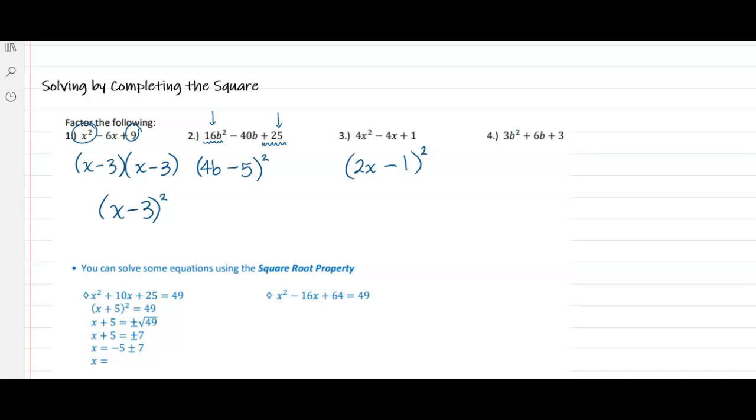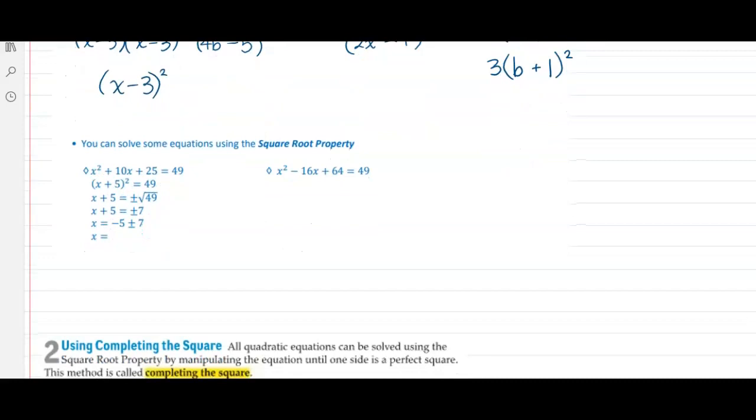How about this last one? Well, this last one doesn't fit the pattern because 3b squared is not a perfect square, and 3 is not a perfect square. But I can factor out a factor of 3 to start with. And now looking at what's left, b squared is a perfect square, 1 is a perfect square, keep the sign in the middle, and I factored it.